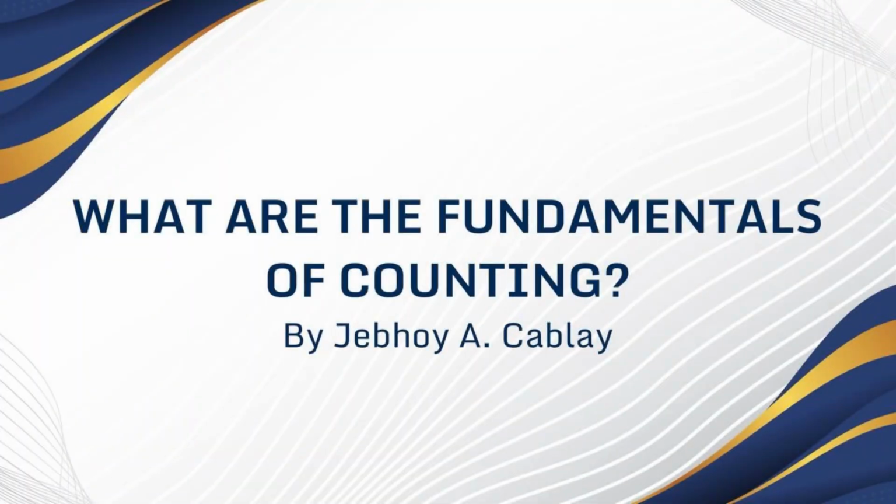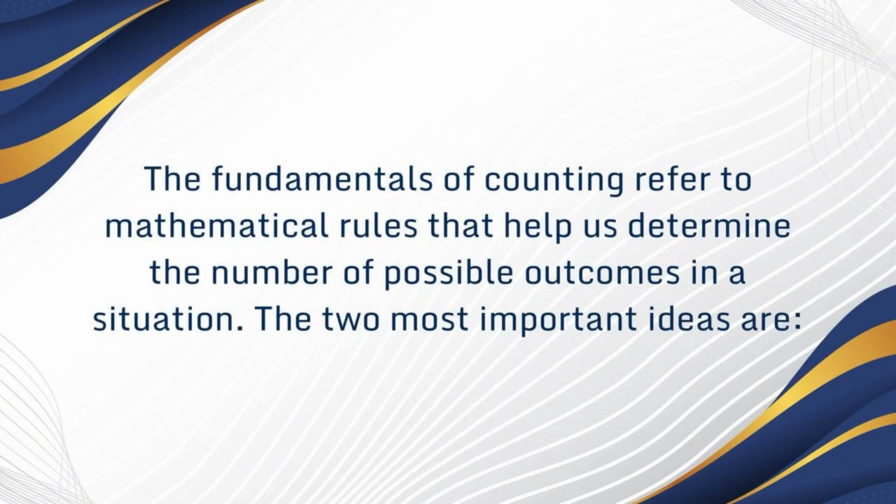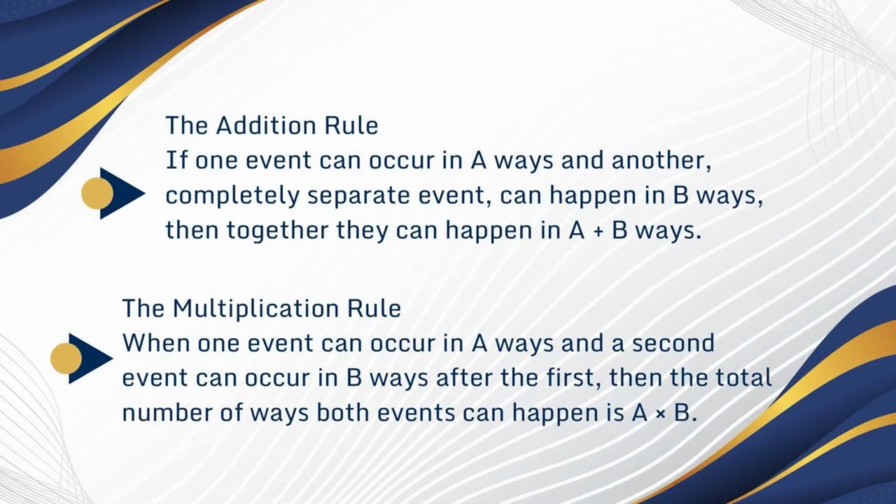What are the fundamentals of counting? The fundamentals of counting refer to mathematical rules that help us determine the number of possible outcomes in a situation. The two most important ideas are the addition rule: if one event can occur in A ways and another completely separate event can happen in B ways, then together they can happen in A plus B ways.